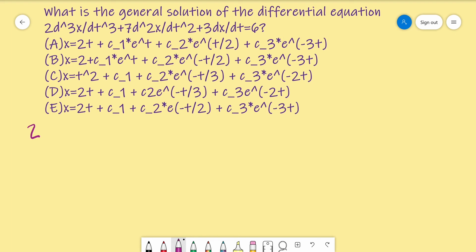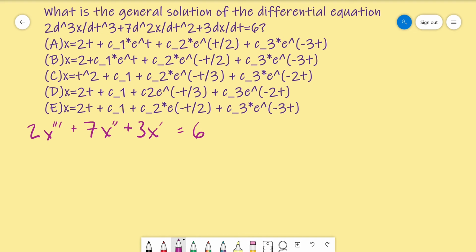It's 2 times the third derivative of x with respect to t plus 7 times the second derivative of x with respect to t plus 3 times the first derivative of x with respect to t equals 6. Now, this is a linear, non-homogeneous differential equation. Why? Because the left-hand side is a linear combination of x and its derivatives, or just its derivatives in this case, and the right-hand side is not 0. If it were 0, it would be homogeneous.